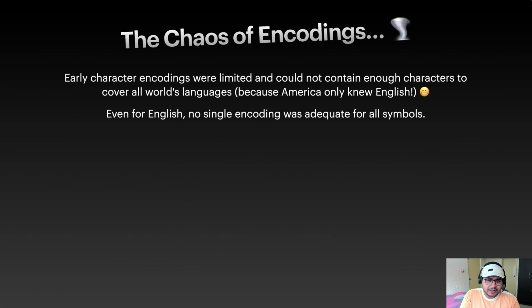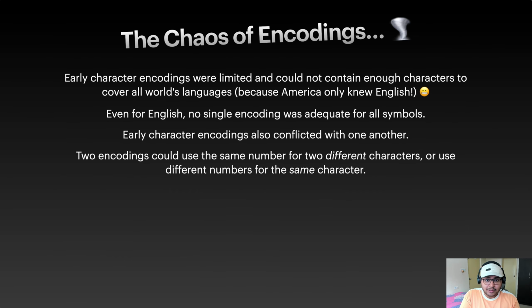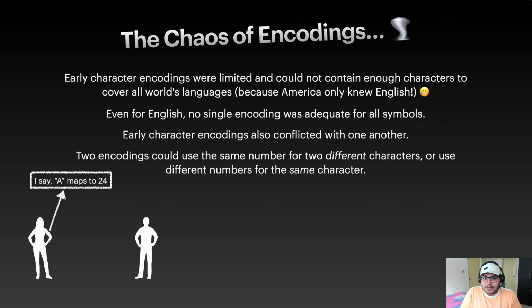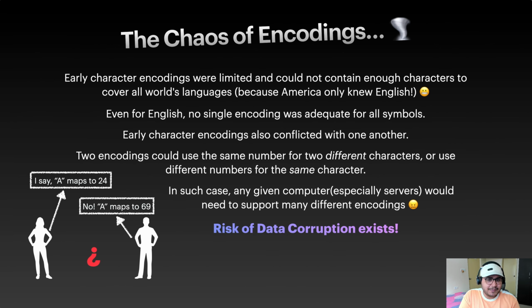The early character encodings were limited and could not contain enough characters to cover all the world's languages. Even for a single language like English, no single encoding was adequate for all the letters, punctuation, and technical symbols in common use. Early character encodings also conflicted with one another. That is, two encodings could use the same number for two different characters or use different numbers for the same character. Any given computer, especially servers, would need to support many different kinds of encodings in this case.